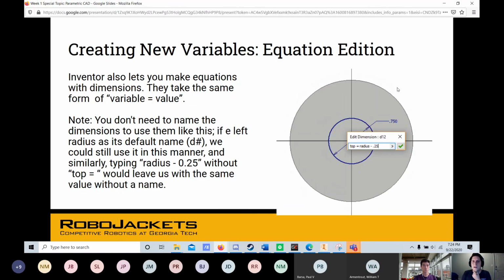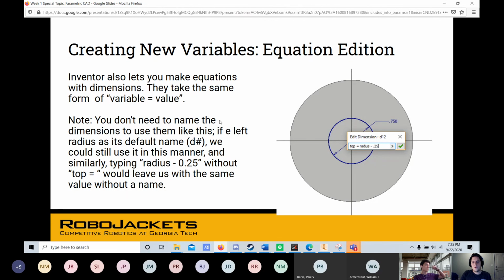So let's go over how we actually create those new variables. Whenever you dimension stuff, you have a dimension pop-out box. You can call that dimension itself by a name. And just like in programming, like if you're doing MATLAB or Python, this will assign the variable top to whatever is on the other side, radius minus 0.25. But unlike in programming, this will always happen. So once you change one thing, it'll continuously change the other things that are related to it.